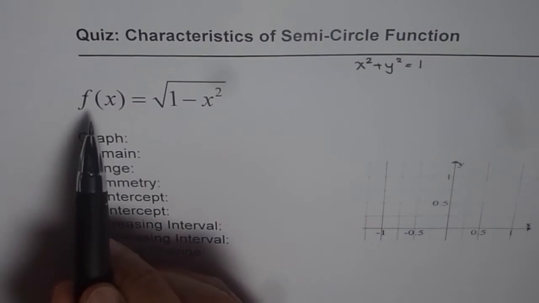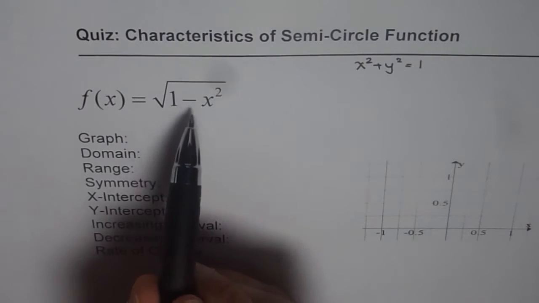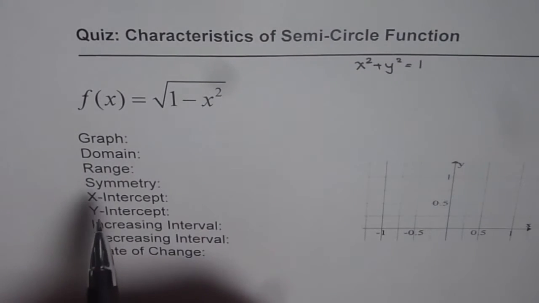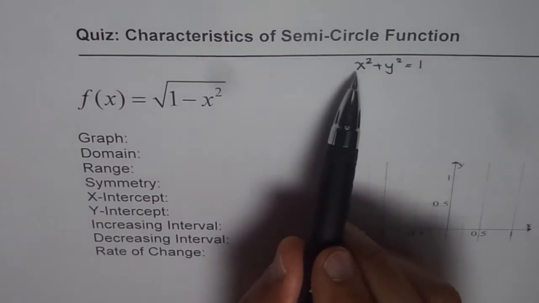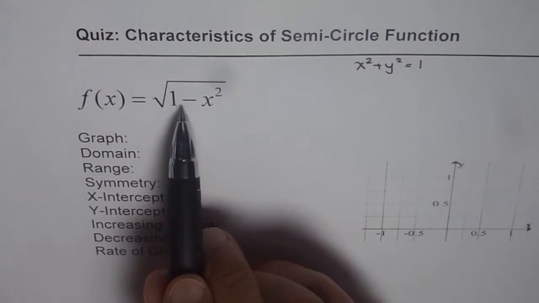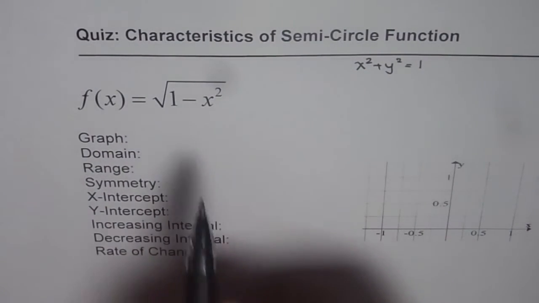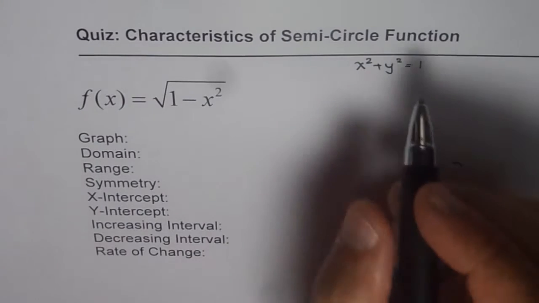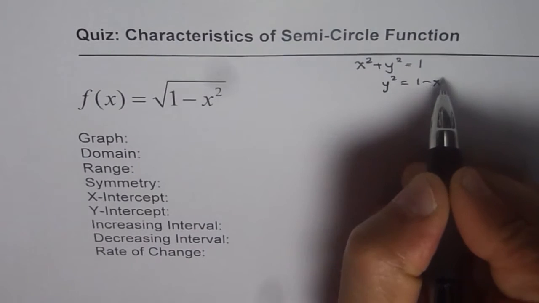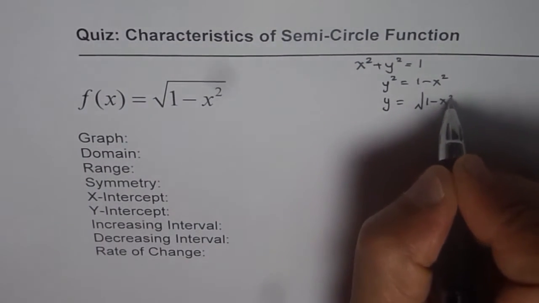But how about a function like f of x equals square root of 1 minus x squared? What is this function? Well, the first question should be, is that a function or not, right? So, if you recognize this, which is x squared plus y squared equals 1, you can correlate it with this given function, f of x equals square root of 1 minus x squared. Let's rearrange and then figure it out. So if I rearrange, I get y squared equals 1 minus x squared and y equals square root of 1 minus x squared.